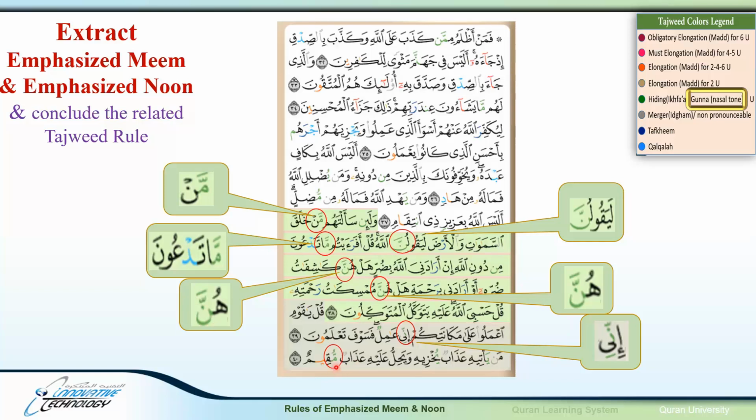عذاب مقيم. This is again a meem with shadda, but again it's similar to the last page where we have a tanween followed by the meem, and what we do is idgham. عذاب مقيم. And this is given Ghunnah for 2 units.